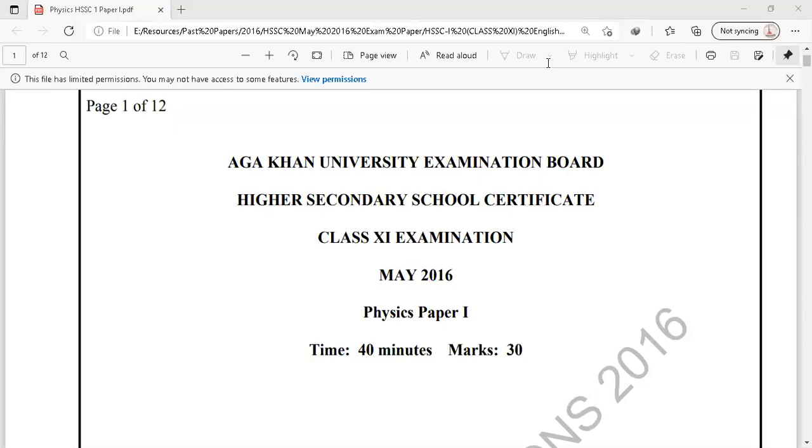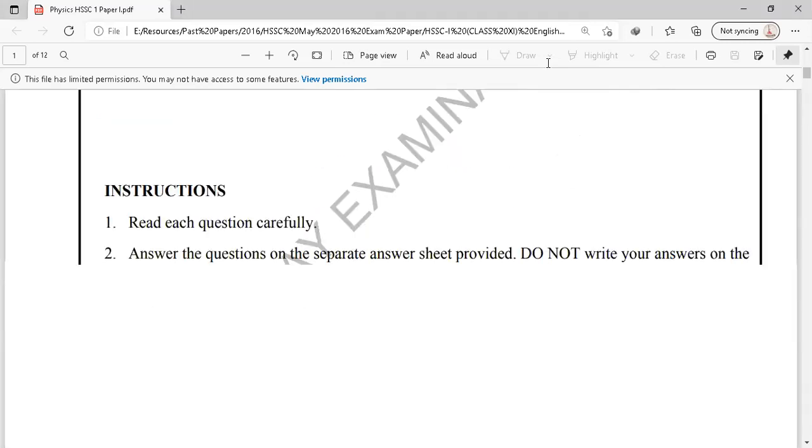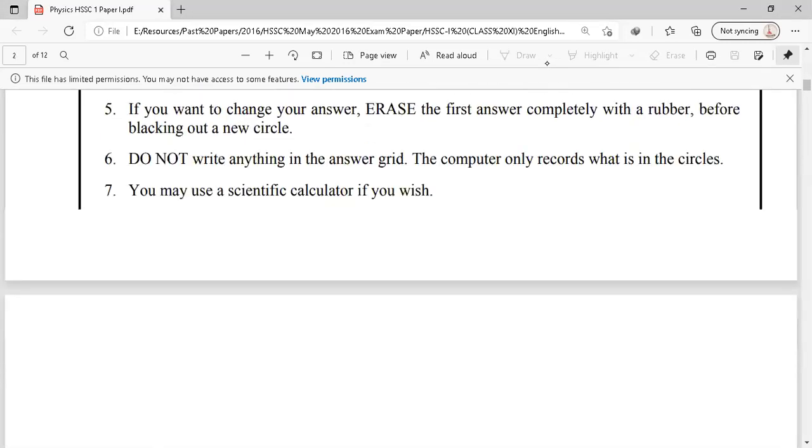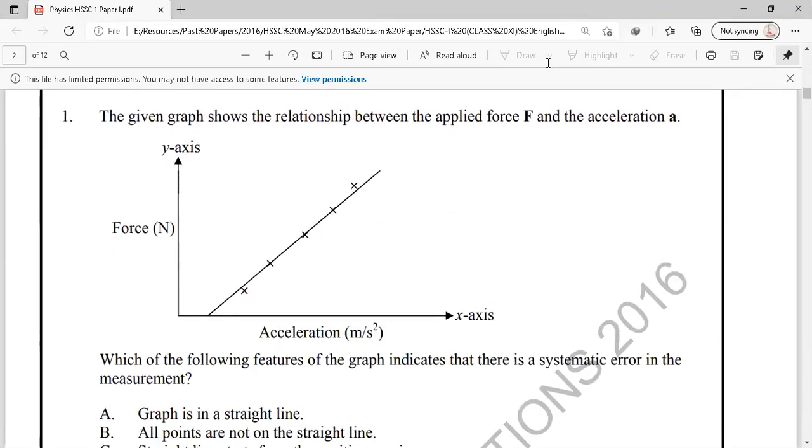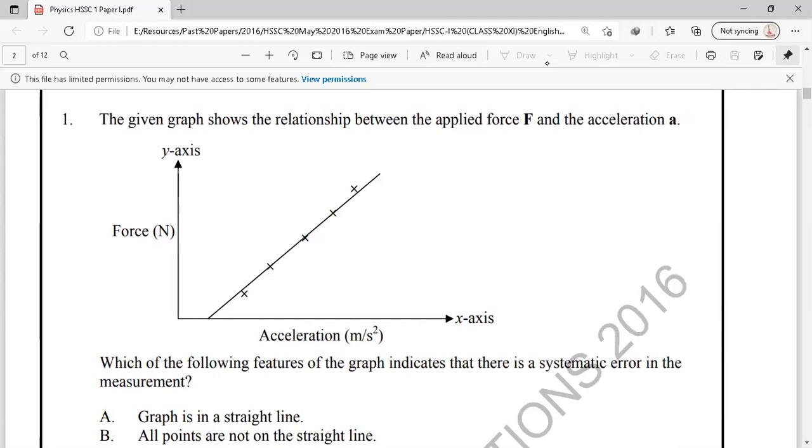आज इस वीडियो में हम खान यूनिवर्सिटी एग्जामिनेशन बोर्ड क्लास 11 2000 मई 2016 फिजिक्स पेपर 1 सॉल्व करेंगे. So let's come to our question number 1 in this year. So here we have our question number 1.